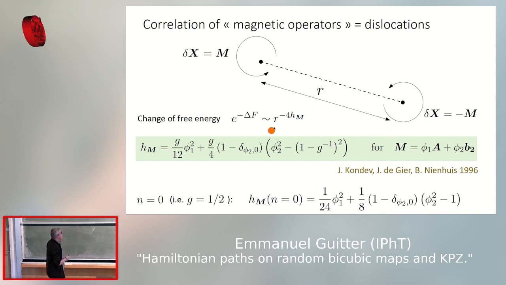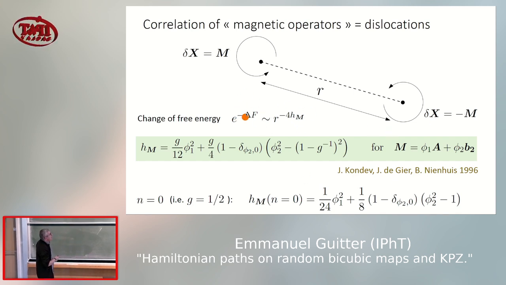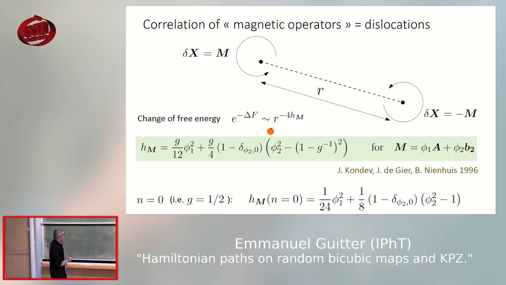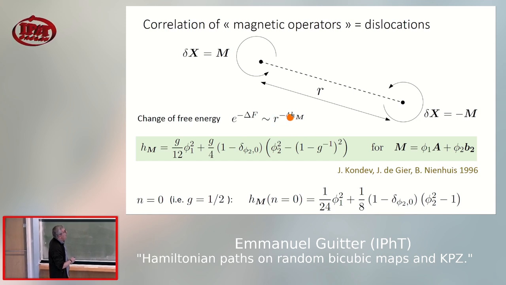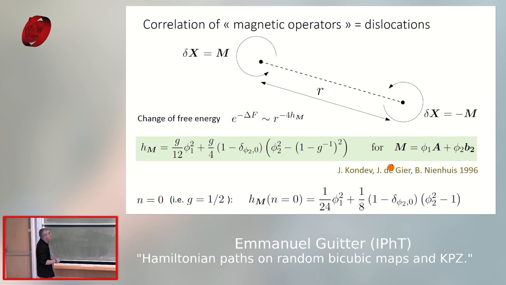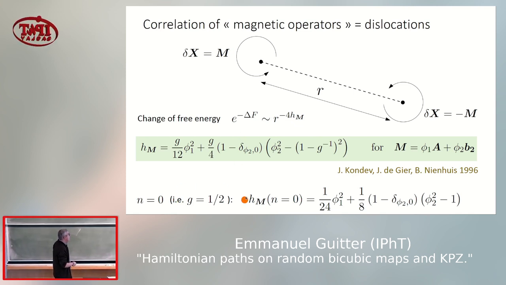And then you get a change of free energy which goes like r to the minus 4 h m. R is the distance between the two dislocations, and h m is computed by Coulomb, Guitter, and Nienhuis. When m is equal to phi 1 a plus phi 2 b over 2, so I'm using again the same basis, a, b over 2, then that's the formula for h. Okay. For instance, for n equals 0, where you have g equals 1 half, this is the formula.